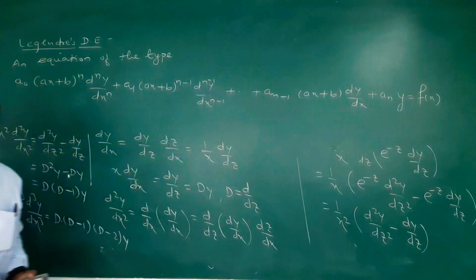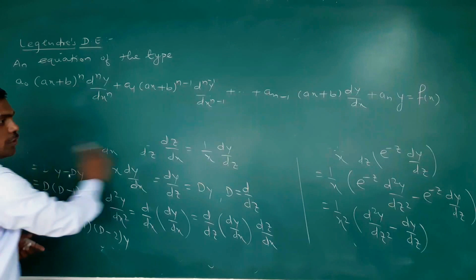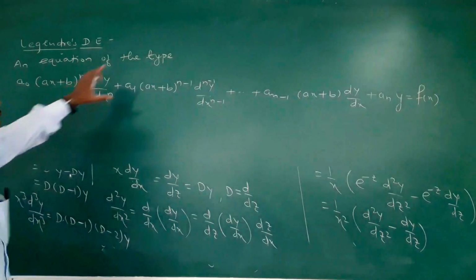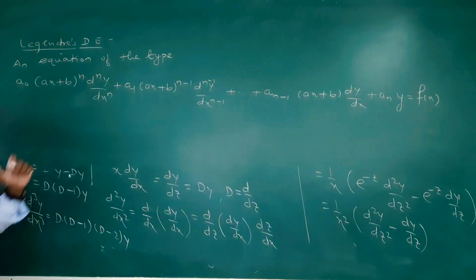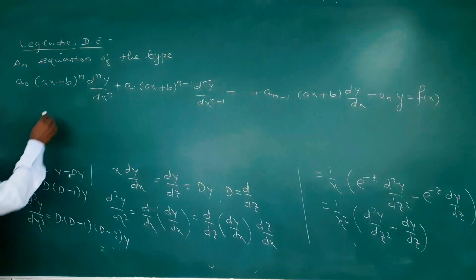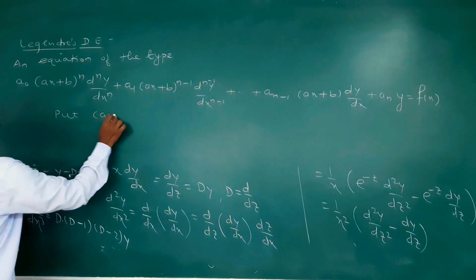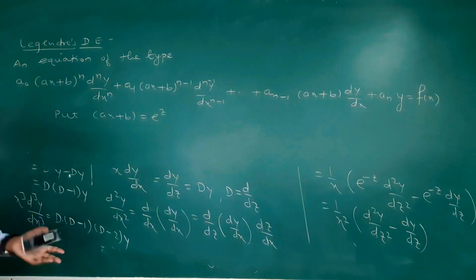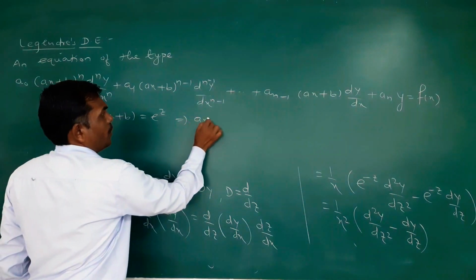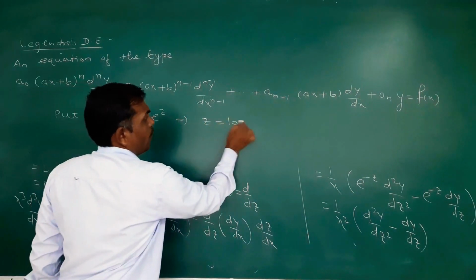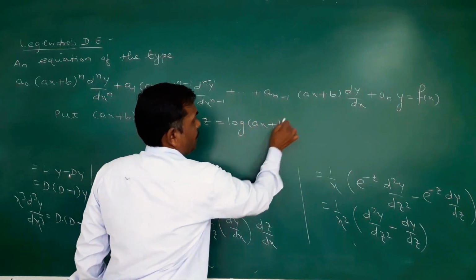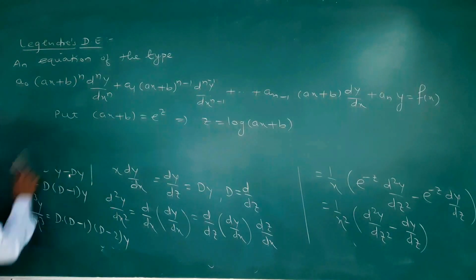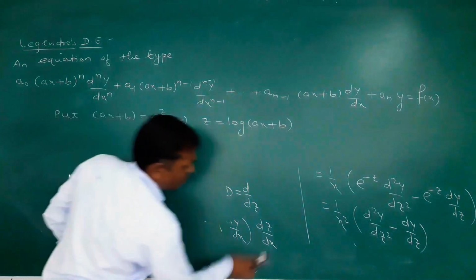So what will be the substitution here to reduce this equation into a linear differential equation? Which term is higher? ax plus b. So here put ax plus b is equal to e raised to z. Instead of x, it is ax plus b. So z is equal to log of ax plus b, and you can do the similar procedure. There is a slight difference in the derivatives.